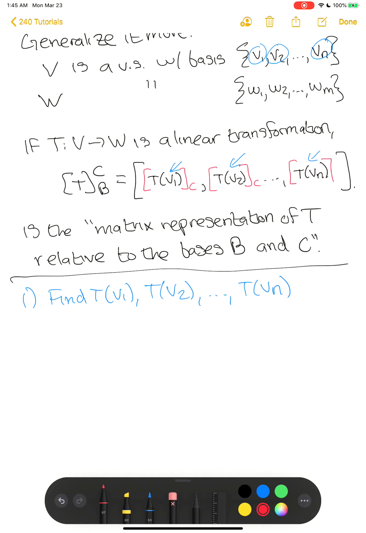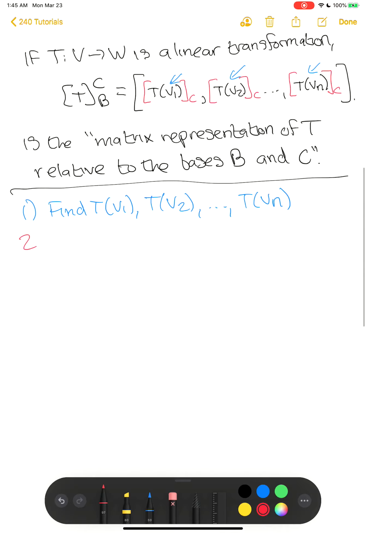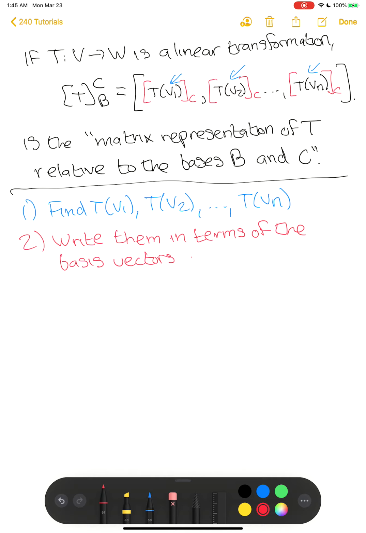I have to write each of these in terms of the basis C. So I have to write them, referring to the T of V1, V2, and Vn's, in terms of the basis vectors of C. And how exactly do we do that?